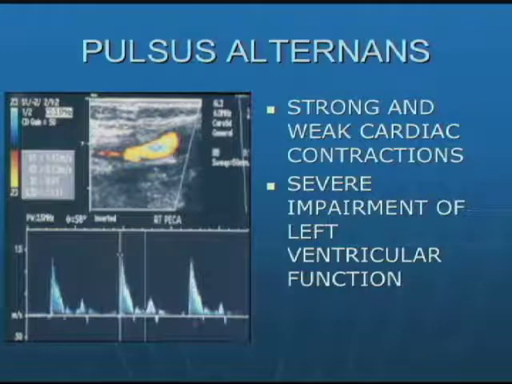Pulsus alternans is another rhythm abnormality. In this instance, the patient has both strong followed by weak cardiac contractions, and it indicates that there is a severe impairment of left ventricular function. So on the examination that you see here, you have a peak systolic velocity that is high, and then you have a second peak systolic velocity that is quite low.